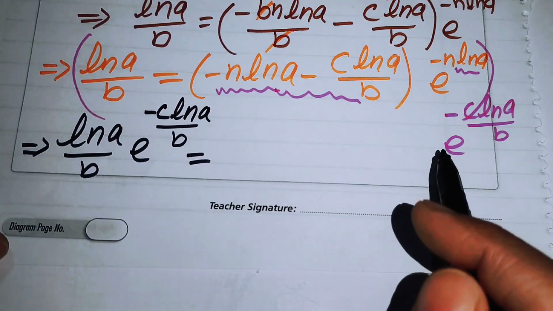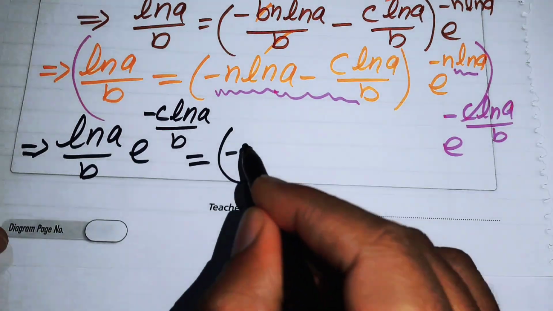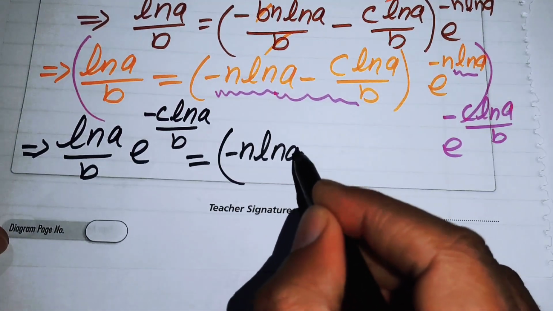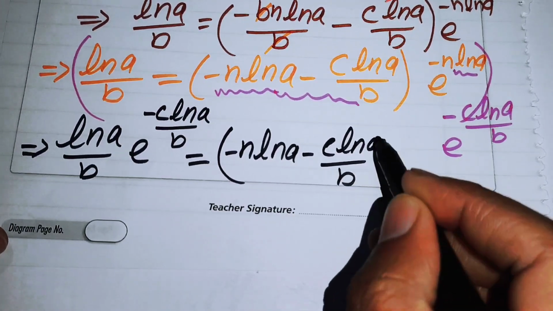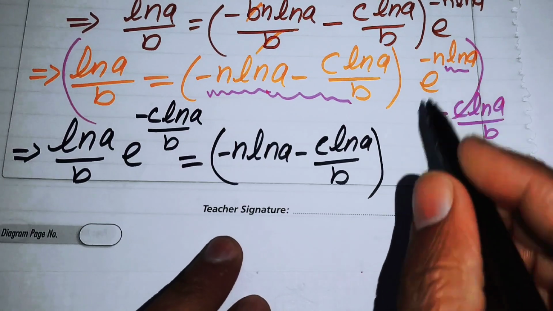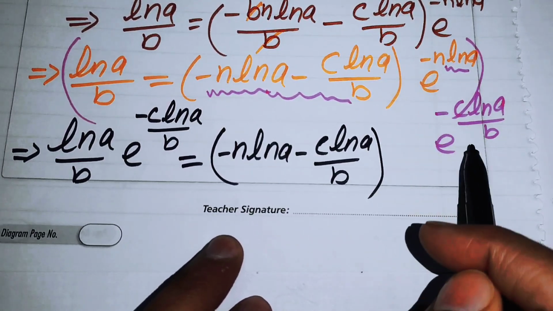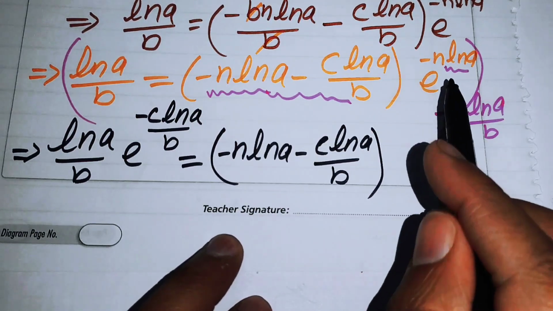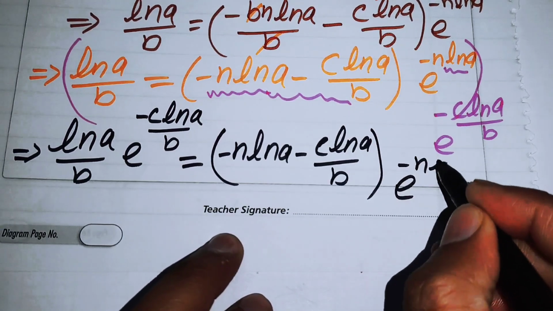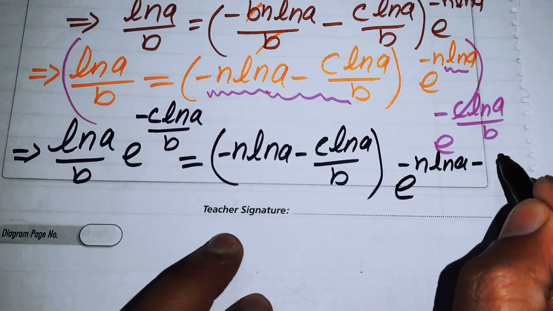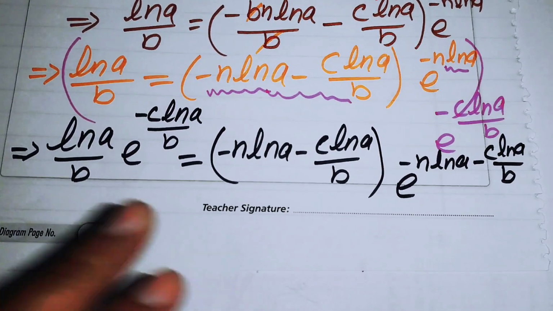right hand side we multiply this term and you get here minus n times log a minus c times log a over b, and here you have e to the power of minus n log a. When you multiply this term by this term, you see that the bases are the same, so we add the exponents and you get here e to the power of minus n times log a minus c times log a over b.